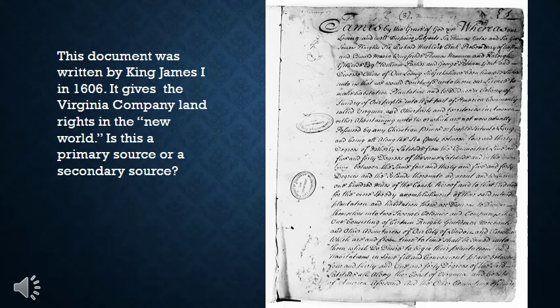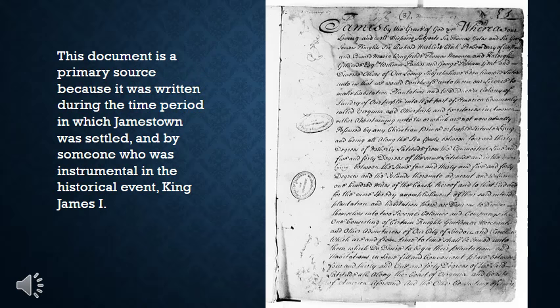This document was written by King James I in 1606. It gives the Virginia Company land rights in the New World. Is this a primary source or a secondary source? This document is a primary source because it was written during the time period in which Jamestown was settled and by someone who was instrumental in the historical event, King James I.